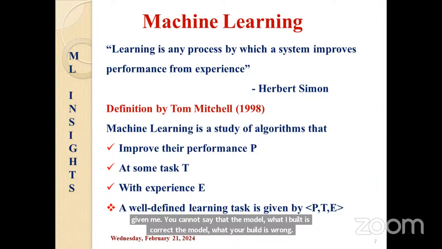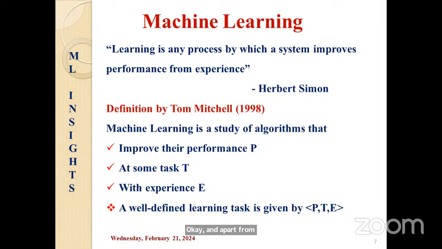Apart from that, Tom Mitchell, an important person, has given the definition of machine learning in the following manner. It is a study of algorithms that focus on improving performance. Three parameters are given here: performance, task, and experience. P is the performance, T is the task, and E is the experience.